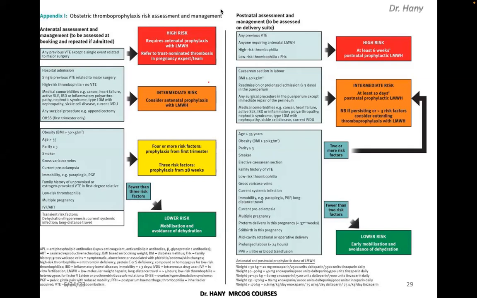Okay, thank you, Dr. Hani. You are welcome. And Dr. Hani, about sickle cell disease, I will follow this one, not the sickle. Sickle cell means an intermediate risk factor: antenatal and 6 weeks postnatal, unless the patient is already postnatal.